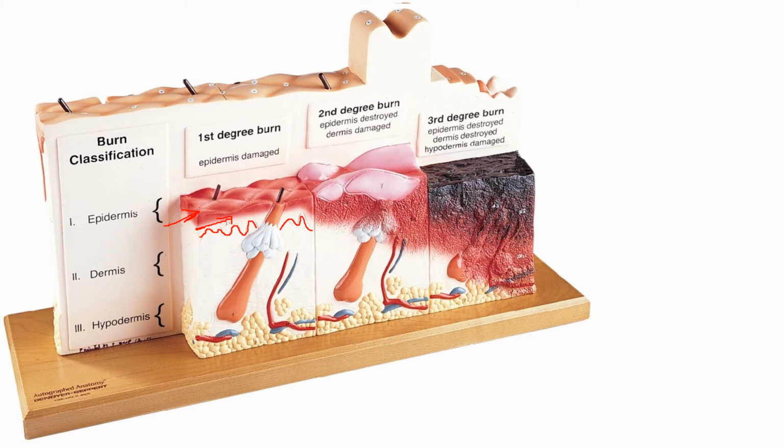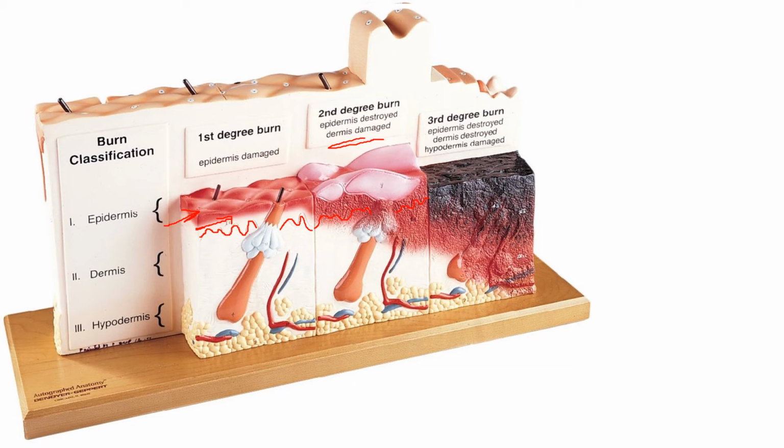The second type of burn is called a second degree burn. This is where you usually see not just redness like the first degree, but you'll see blistering as well. Remember, this is called a partial thickness burn, and it's not just the epidermis, but also the dermis that are affected. So here is the border between the epidermis and the dermis.